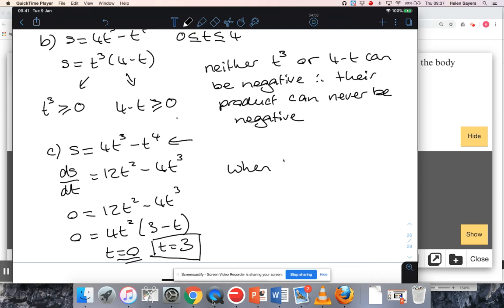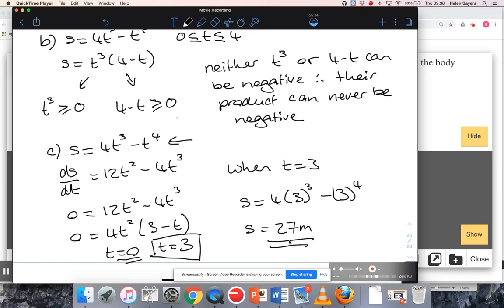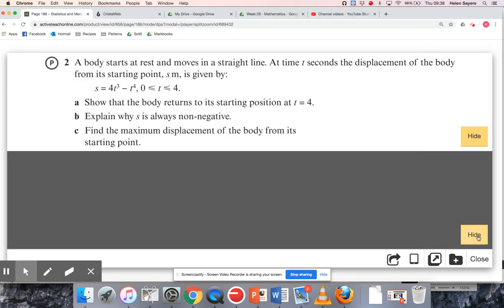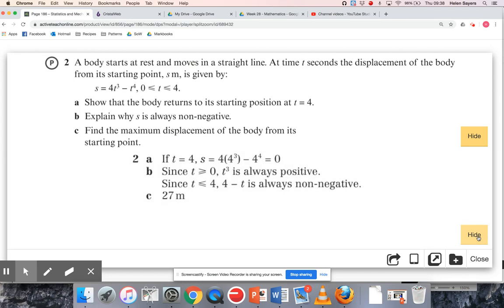So when t is 3, s is 4 times 3 cubed minus 3 to the power of 4. So if I stick that into my calculator, I get a displacement of 27 meters. Okay, and I don't think I need to justify that that's the maximum because there were only 2 stationary points, and I know, just logically, that t is 0 gives the minimum displacement. Of course, if you have a graphical calculator, you could just plug that graph in, and it just helps clear everything up. Okay, and we're good.